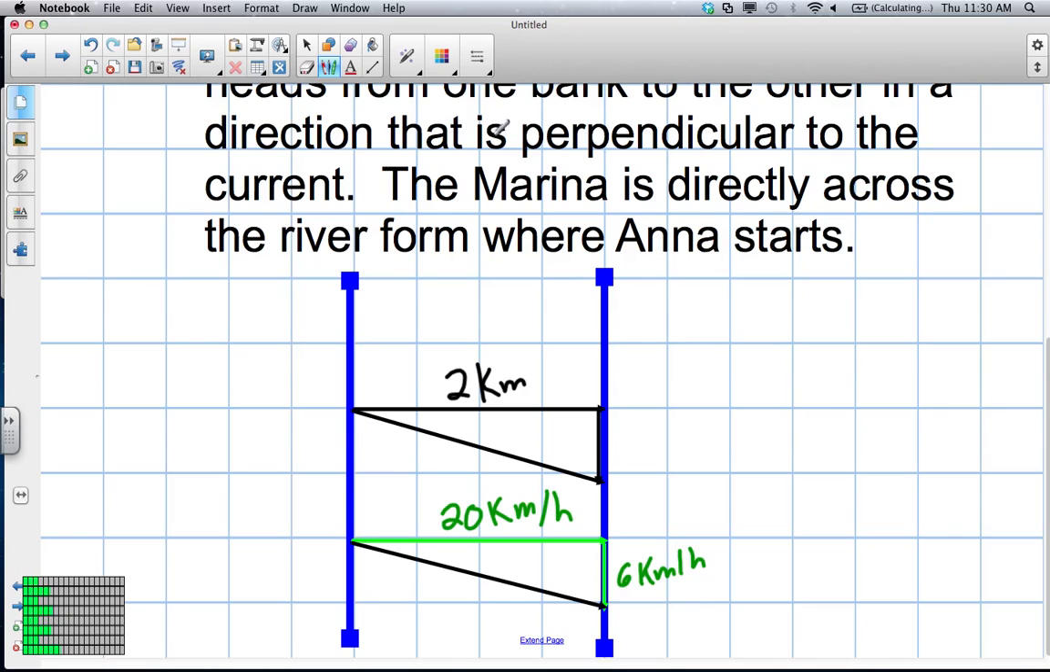So what I can set up now is we're trying to figure out how far downriver she ends up. That's essentially our x. How far down the river does she end up due to the river's current pushing her along?